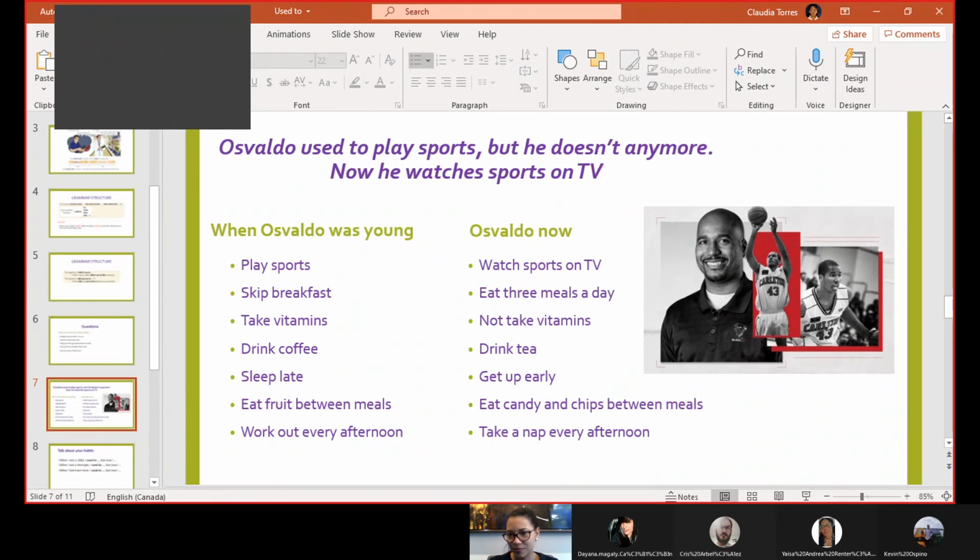So Kevin says Osvaldo used to take vitamins, but he doesn't anymore. Now he doesn't take vitamins. Yeah, that's right.